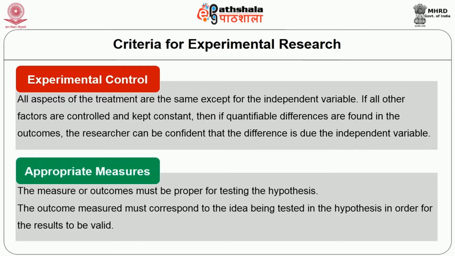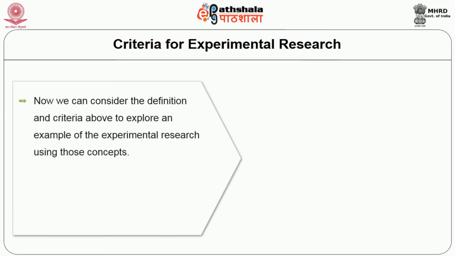Next comes the appropriate measures. The measure or outcome must be proper for testing the hypothesis. The outcome measured must correspond to the idea being tested in the hypothesis in order for the results to be valid. Now, we can consider the definition and criteria to explore an example of experimental research using those concepts.